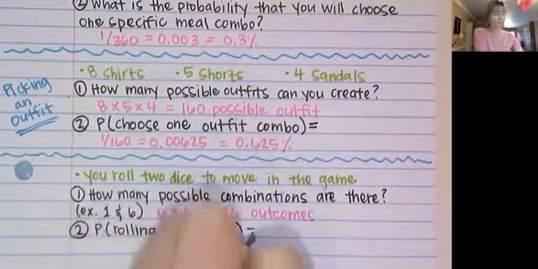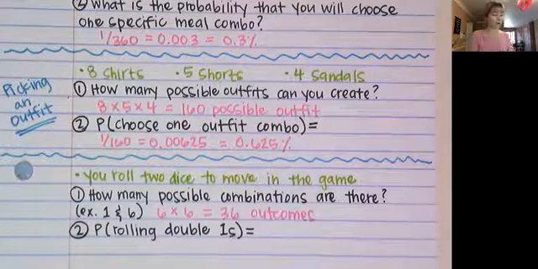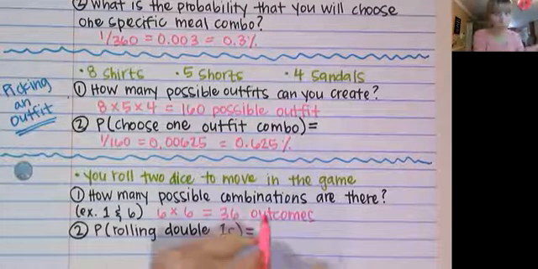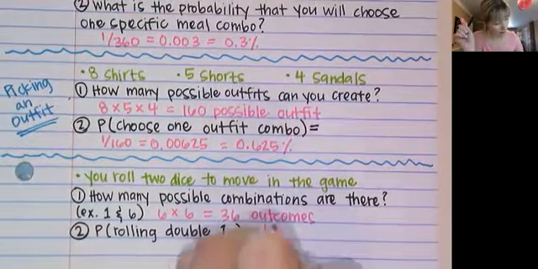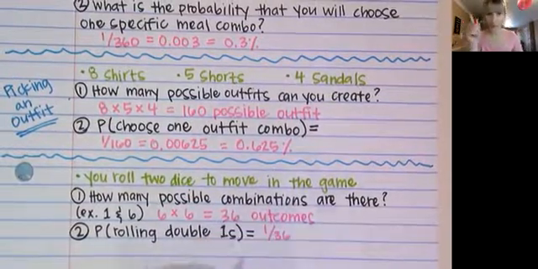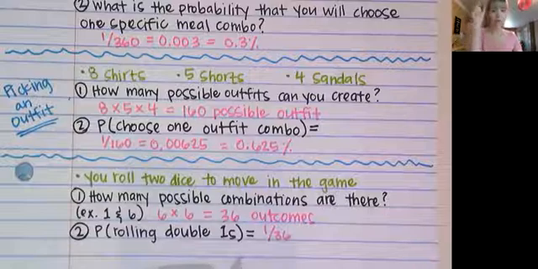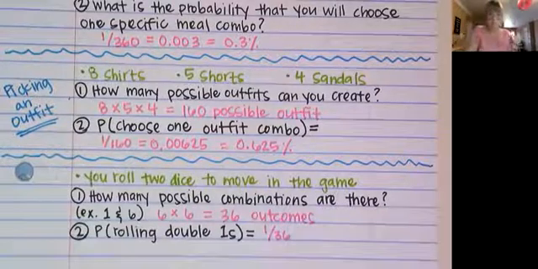Rolling double ones is one specific outcome out of all 36. A double one, a 1 and a 1, is one outcome out of 36. Does that make sense? That's not 2 different outcomes. That is one specific overall. It's one roll, a 1 and a 1, 1 out of 36.